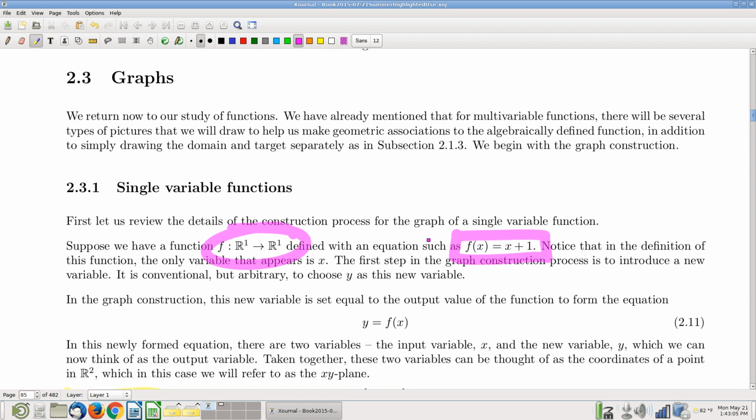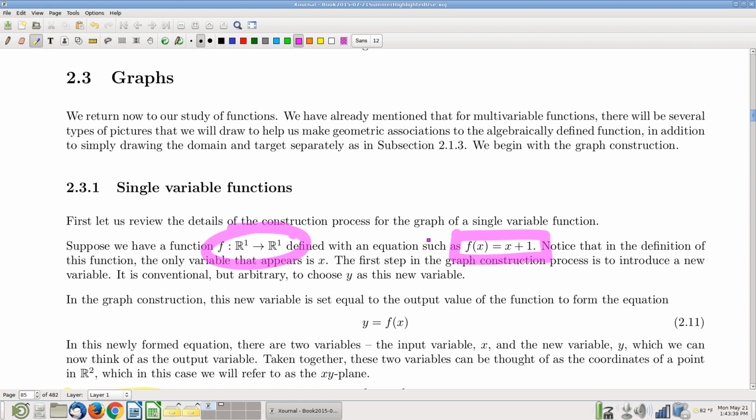F of x equals x plus 1. Notice there's only one variable. Thus the name single variable function. The variable is x. You give me an x, I plug it in, and out comes f of x. There is no y. F of x equals x plus 1. End of story. You do not have to call it y. Does everybody see what I'm talking about here? There's only one variable. What comes out, we just call it f of x. We don't have to give it an additional name.